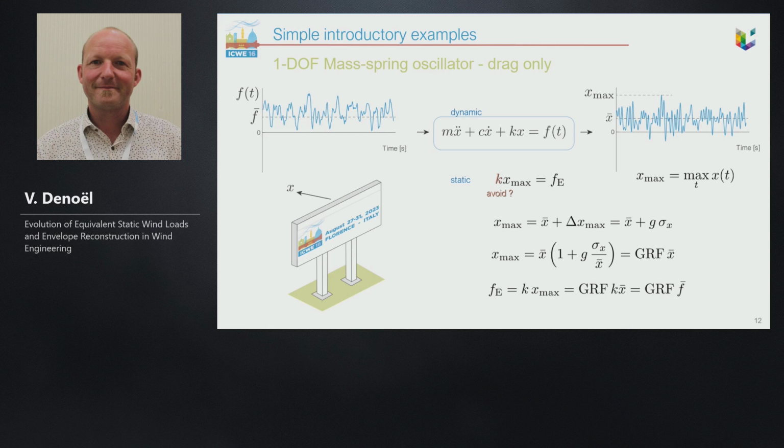times standard deviation. And then through the mathematics, you observe that the equivalent static force can be expressed as a gust response factor multiplied by the average value. That's, of course, great, because the wind engineer who measures forces knows the average force and can just amplify it, and the problem is solved. Is it solved? No. It starts from a simple example, so we can't really generalize.